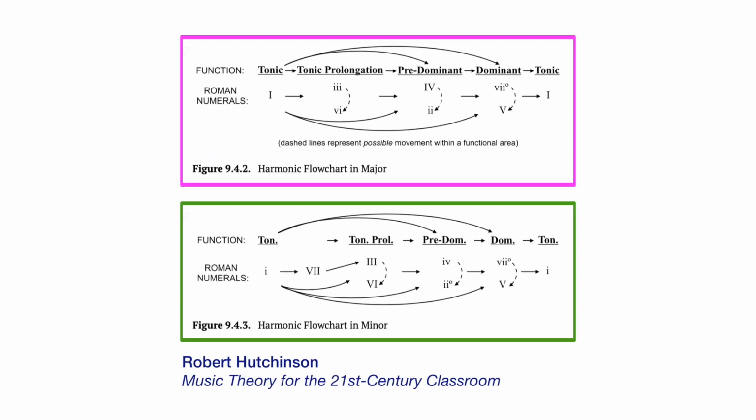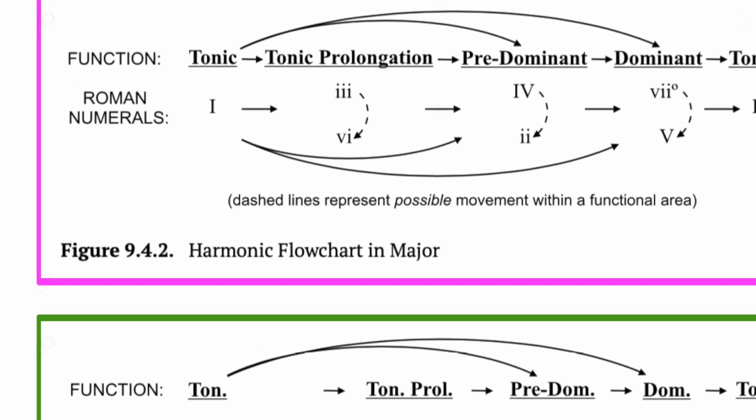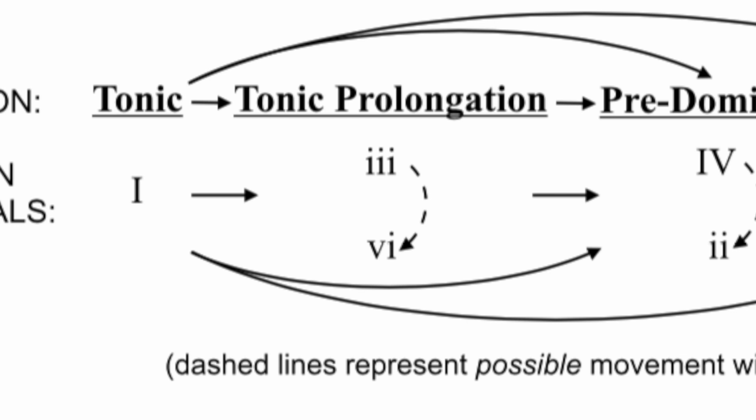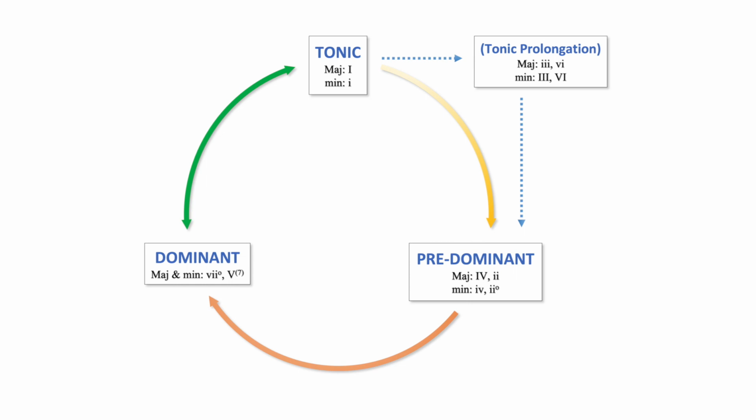Hutchinson's text includes flowcharts that illustrate harmonic function. These are especially useful because they also show how we can order chords within the same function. For example, as we've mentioned before, if both of our tonic prolongation options are present, 3 will generally come before 6. This diagram I've designed is just another way of visualizing the flow of harmonic function.